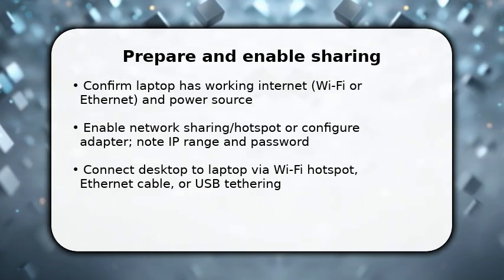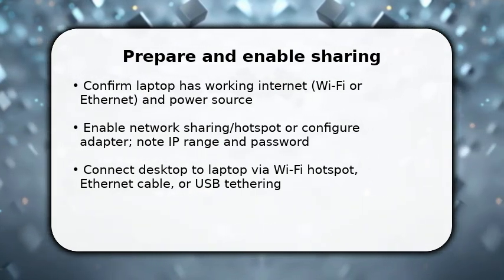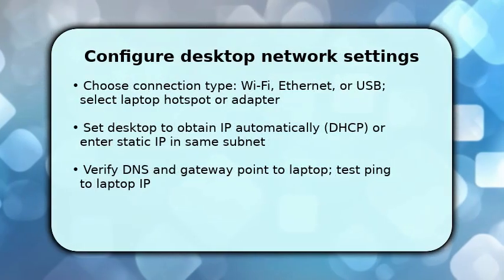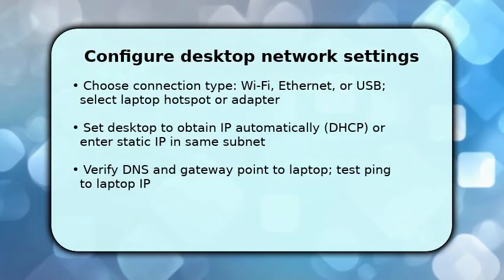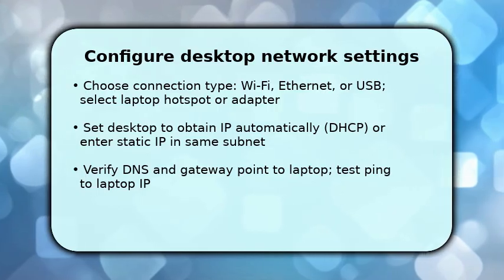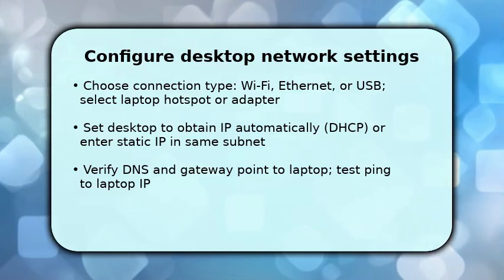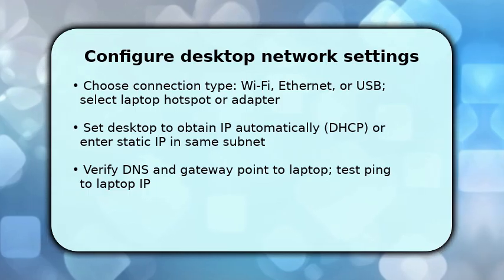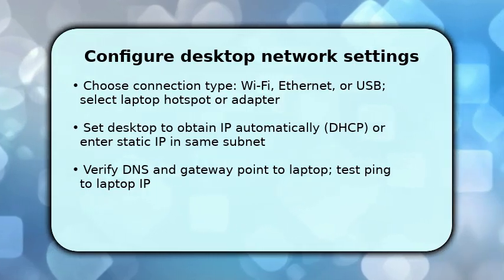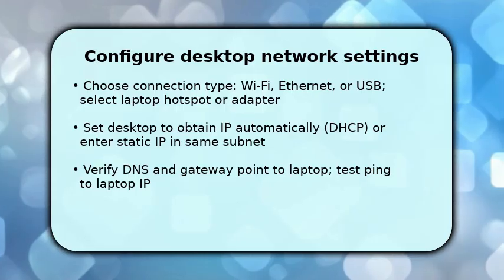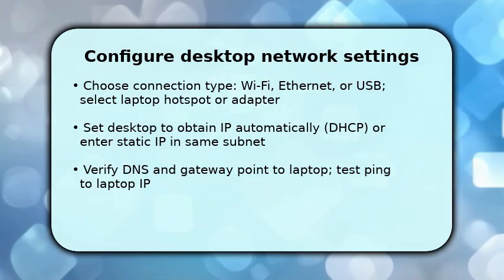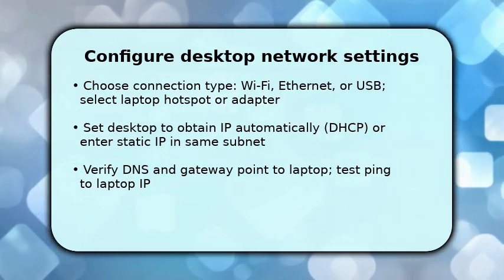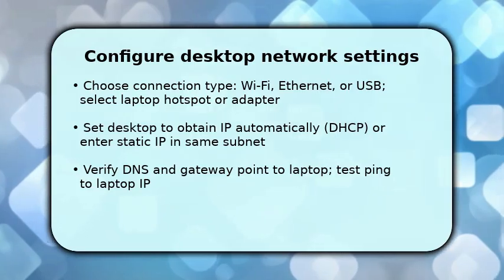Now configure your desktop to use the laptop connection. Pick Wi-Fi and join the hotspot, plug Ethernet into the laptop, and switch its shared adapter on, or connect via USB tethering. On the desktop, set network interface to obtain IP automatically, which accepts the laptop's DHCP. If DHCP fails, assign a static IP in the same subnet and set the laptop as gateway.